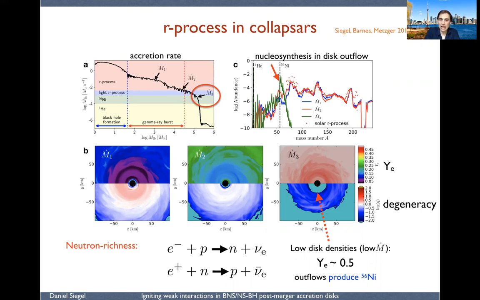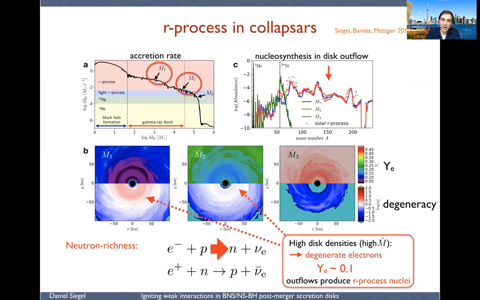weak interactions become important. And especially in the inner part of the accretion disk, again, you find the same phenomenon that electron capture is important, and you convert initially a material that is at Ye 0.5, so equal numbers of neutrons and protons, into something that's actually neutron rich. And so you can find conditions for r-process outflows from these collapsar accretion disks. And that's reflected in the top right nucleosynthesis study, where again you see for M1, M2, once you're above a critical ignition threshold for weak interactions, you do get r-process outflows, while below that, you only end up with nickel-56 and alpha particles.